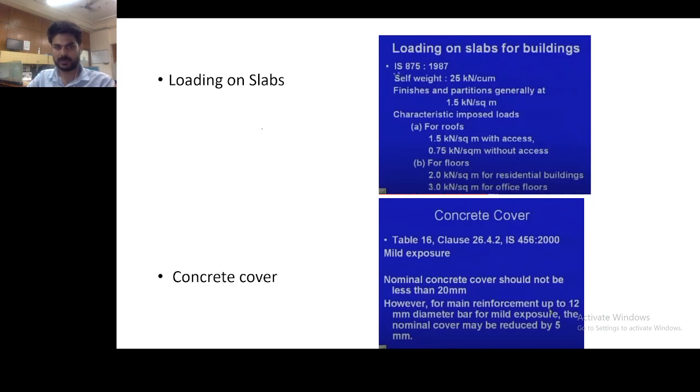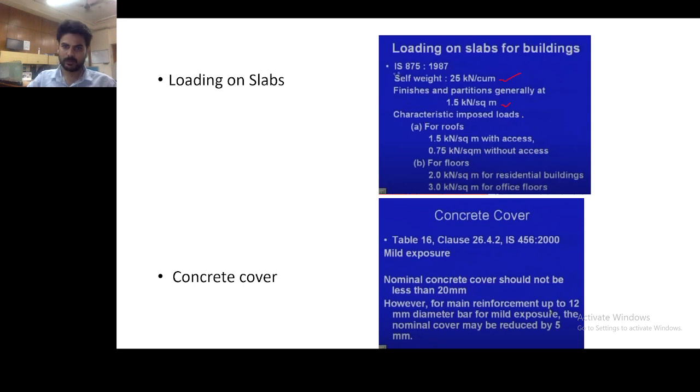So, loading on slab. We should know how to calculate loading for the design of a slab. As per IS 875 (1987), the self weight of reinforced concrete is considered as 25 kilonewton per meter cube, and finish and partition are generally considered as 1.5 kilonewton per square meter. This is square meter, this is meter cube.